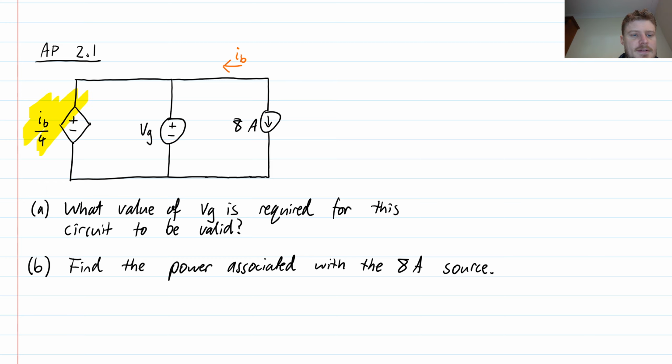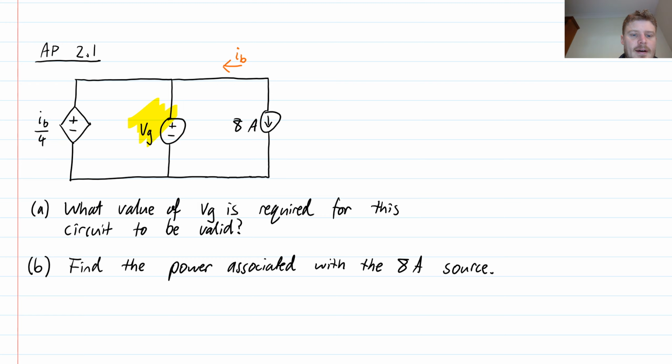So the source on the far left-hand side is a dependent source because it has the little diamond shape and because the label here has a variable. So it's IB divided by 4. So we're going to need to solve for IB first in order to know what is the voltage that will be supplied by this source.